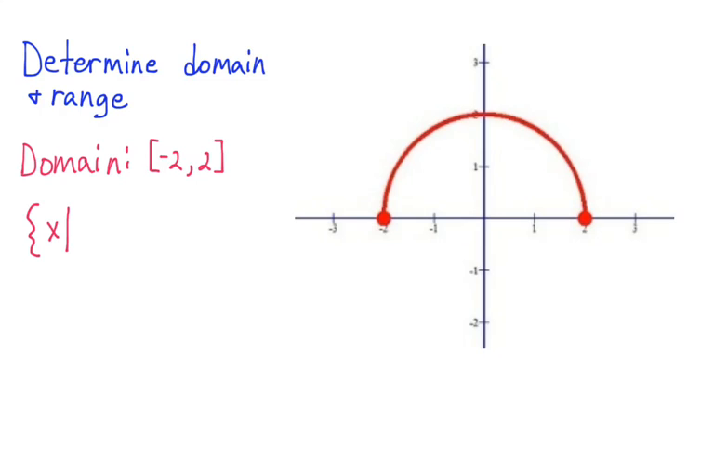And in set builder notation, we just want to show that x is between -2 and +2, and we use the or equal to show that it can be equal to each of those numbers.